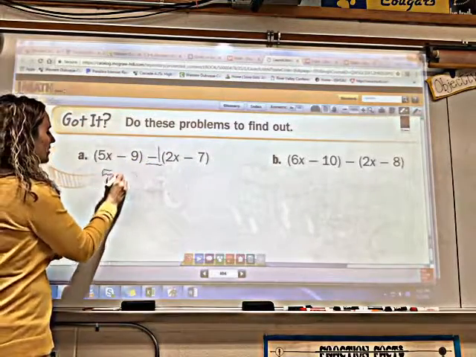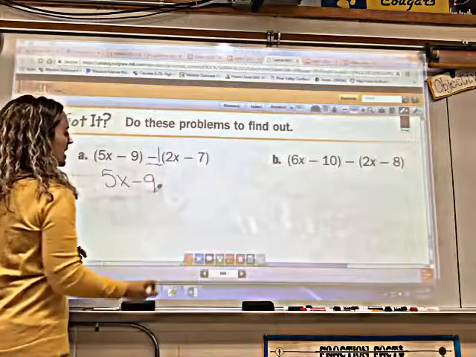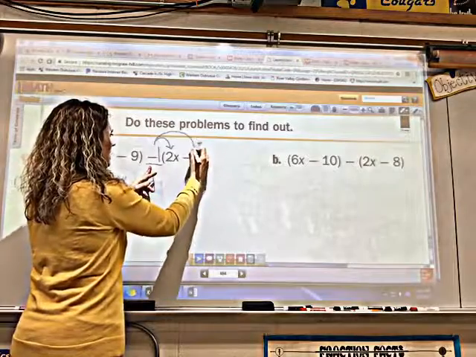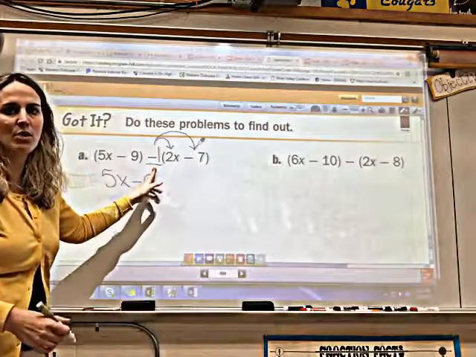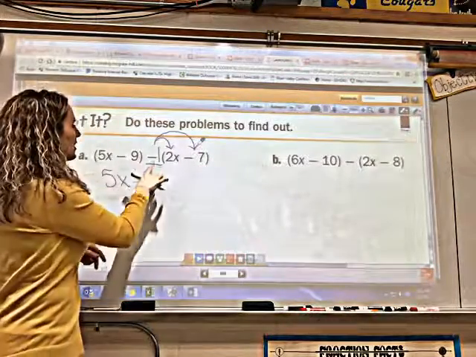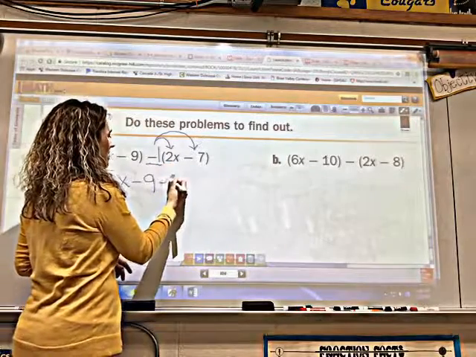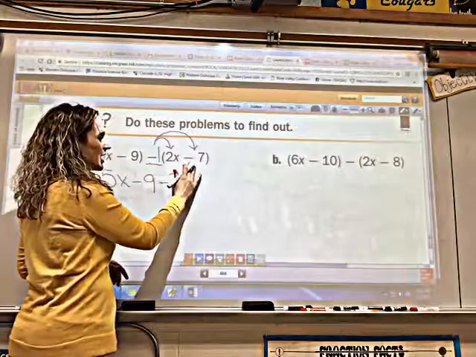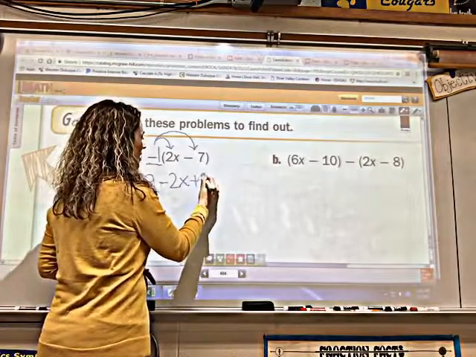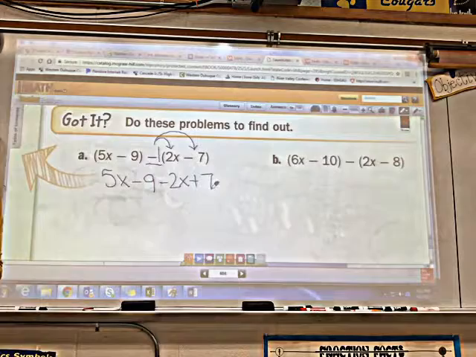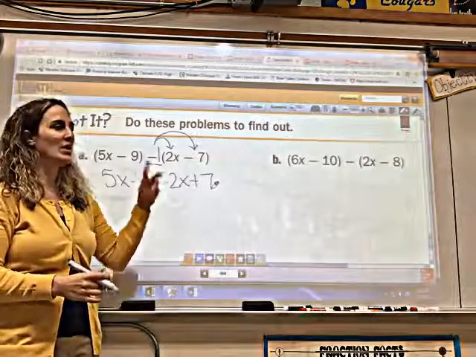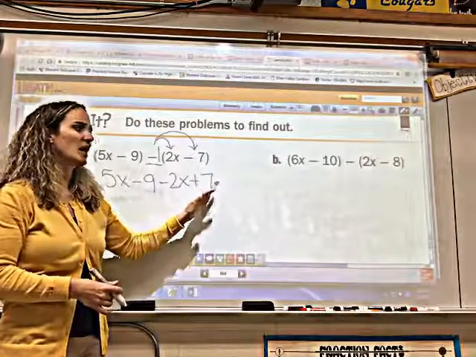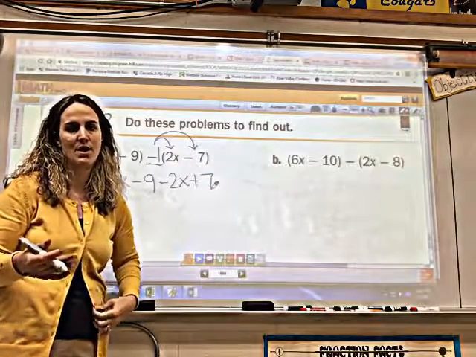So we have 5x minus 9, and then I need to think, okay, negative 1 times this term and negative 1 times that term. So the distributive property is coming into play. Negative 1 times 2x would be the same as negative 2x, and then negative 1 times negative 7 would give me actually a positive 7. People make their mistake because they forget this is a negative, so they leave this as a negative and then it results in an error.